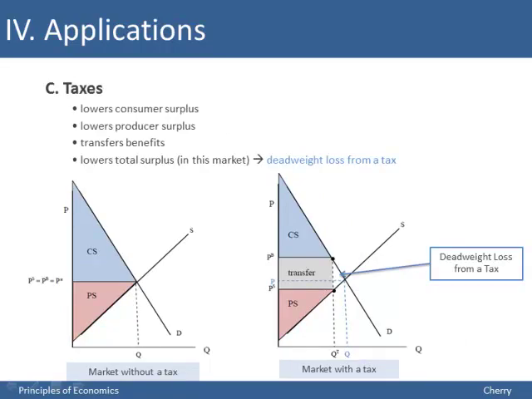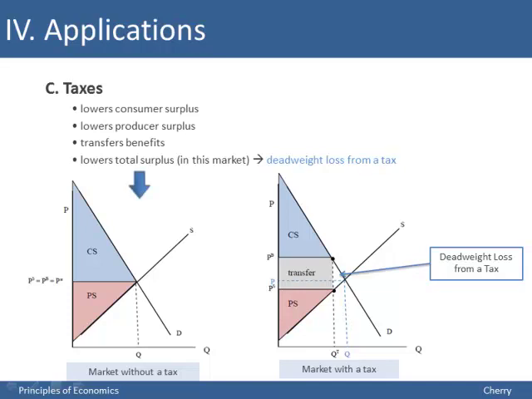So now let's look at taxes and use this welfare framework to look at the distributional impacts of taxes. Generally speaking, up front, we can say taxes lower consumer surplus in this market, lower producer surplus in this market, and provide a transfer of welfare to another market. It's going to lower your total surplus in the market. To the extent that it lowers welfare, that is what we often refer to as a deadweight loss from a tax. So you impose a tax and it's going to lower total surplus.